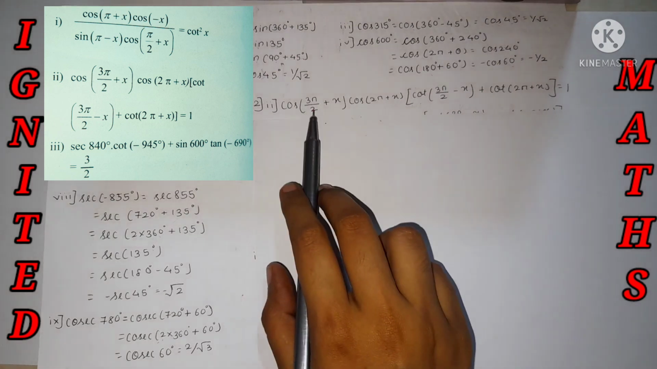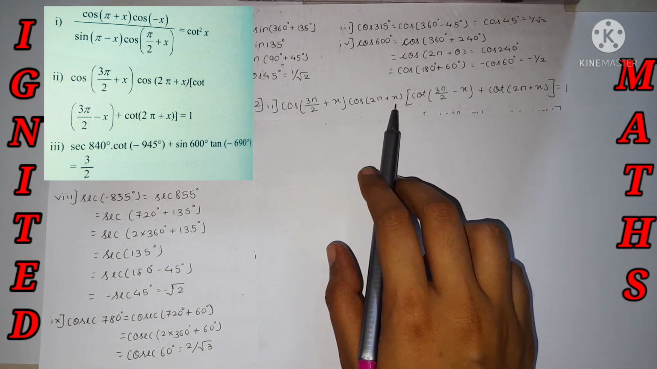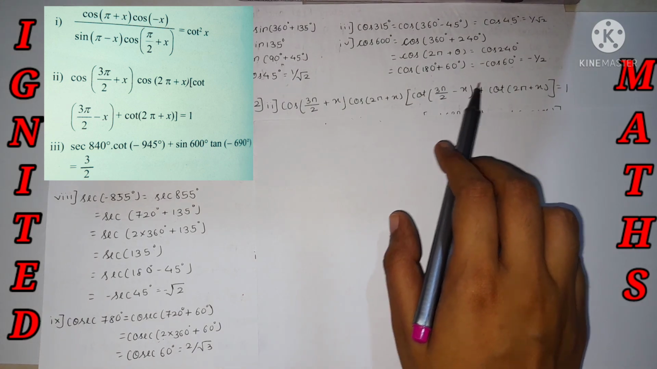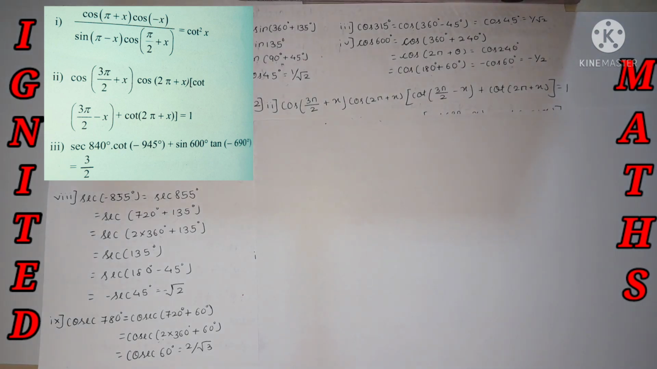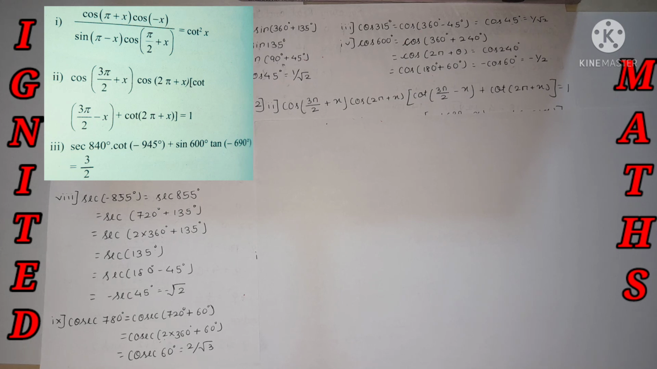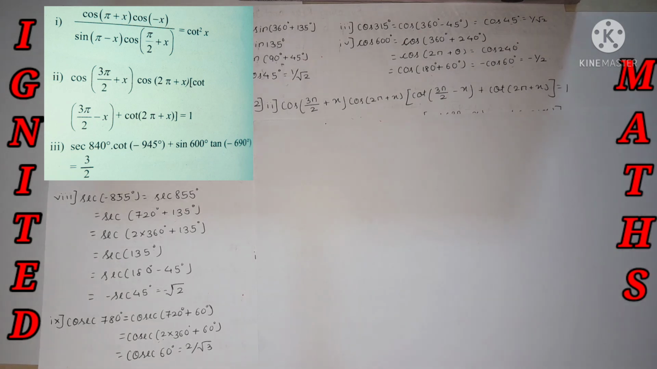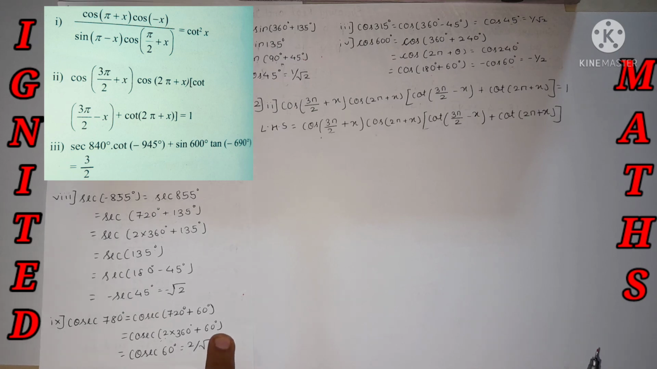So cos of 3 pi by 2 plus x, cos of 2 pi plus x, cot of 3 pi by 2 minus x plus cot of 2 pi plus x is equal to 1. From the RHS there is no way of doing it. With the 1 we can't prove it. So let's take the LHS value. Yes, we have taken it over here.